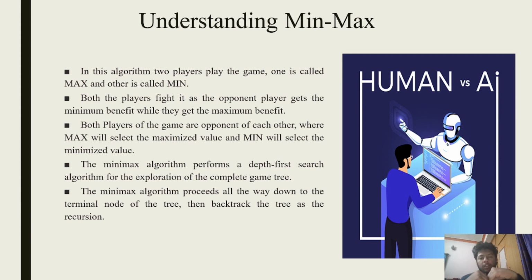Coming to understanding the min-max, in this algorithm two players play the game. One is called the max and the other is called the min. Both players fight it out as opponents, where one gets the minimum benefit while the other gets the maximum benefit. So both players of the game are opponents of each other, wherein the max will select the maximized value and the min will select the minimized value.